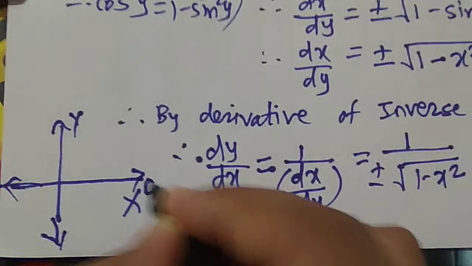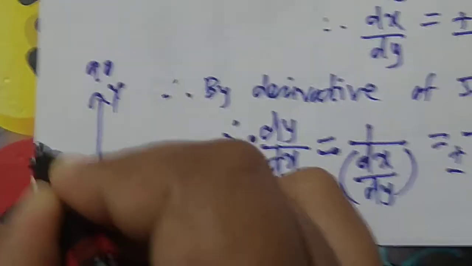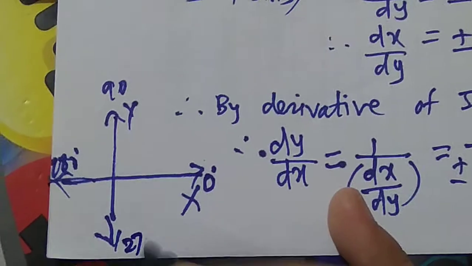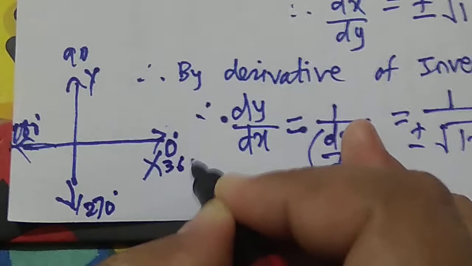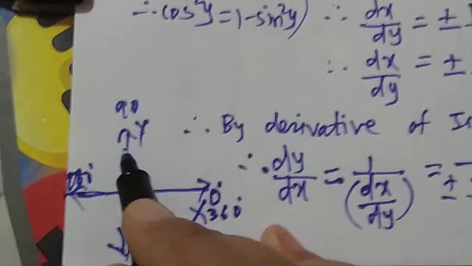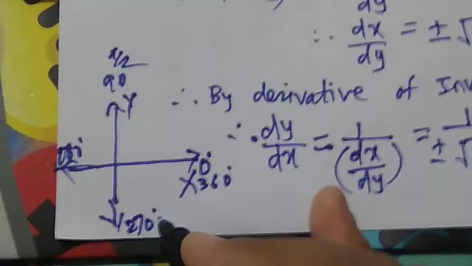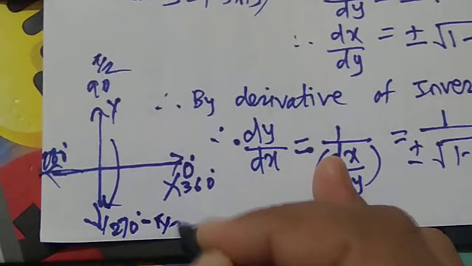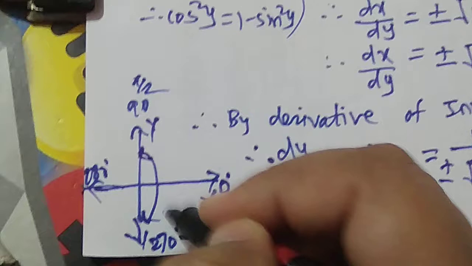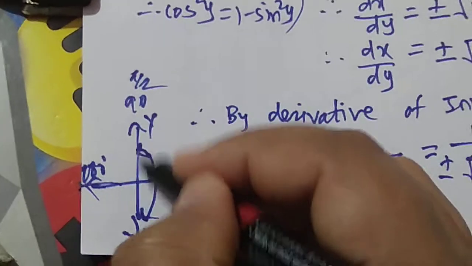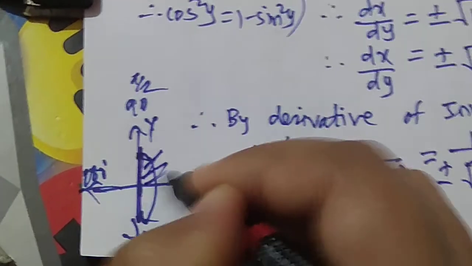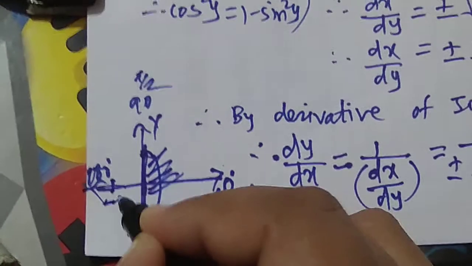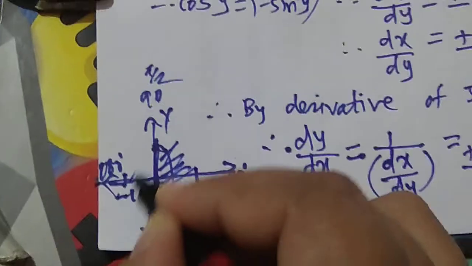So here we have to consider 0 degree, 90 degree, 180 degree, 270 degree, that is 360 degree. So y lies between minus 90, meaning minus pi by 2, clockwise, and pi by 2 anti-clockwise. So y lies between pi by 2 to minus pi by 2, and x lies between minus 1 to 1, that is here.